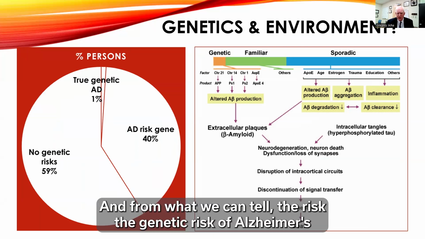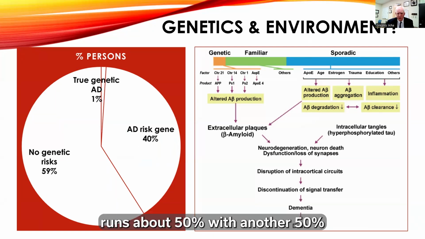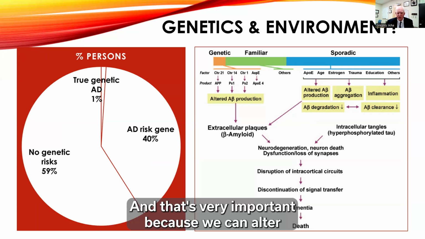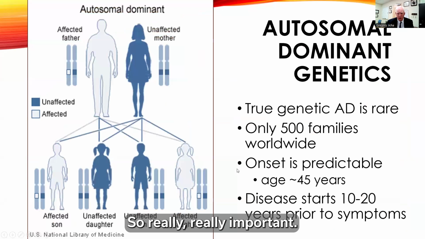And from what we can tell, the genetic risk of Alzheimer's runs about 50%, with another 50% or so related to environmental risks. And that's very important because we can alter many of our environmental risks, but we can't change our genes. So, really, really important.